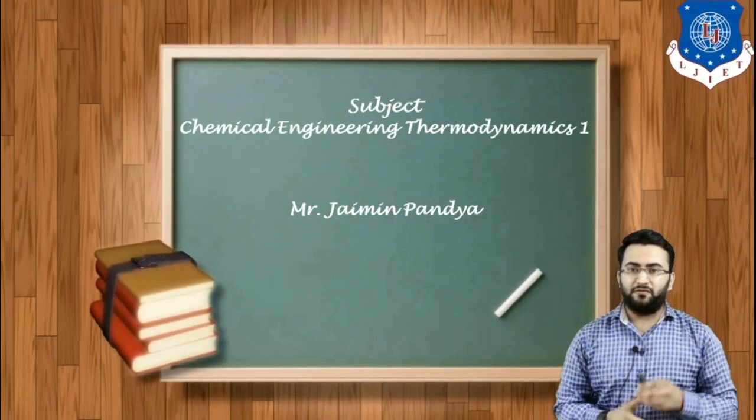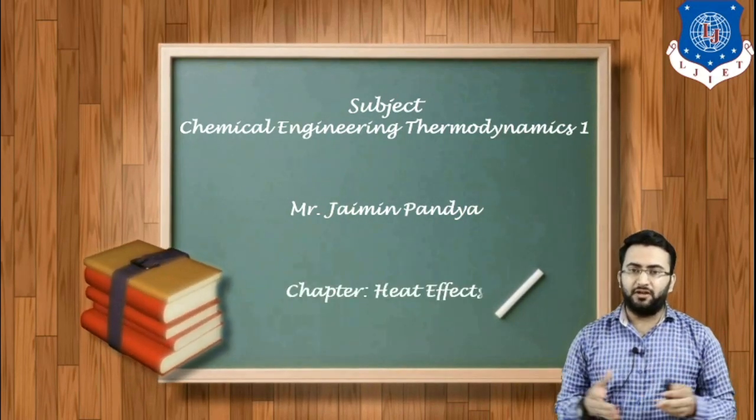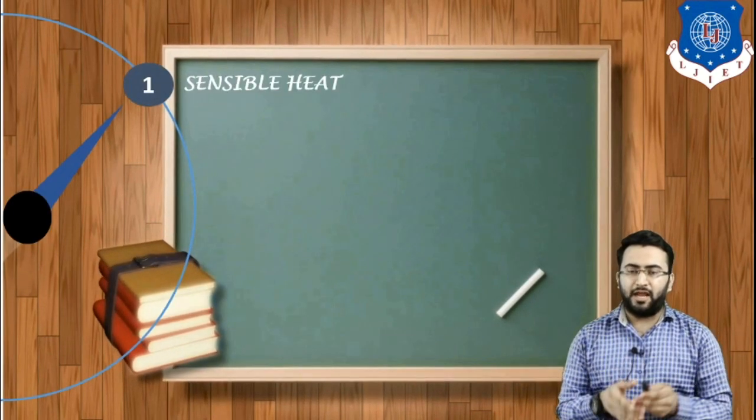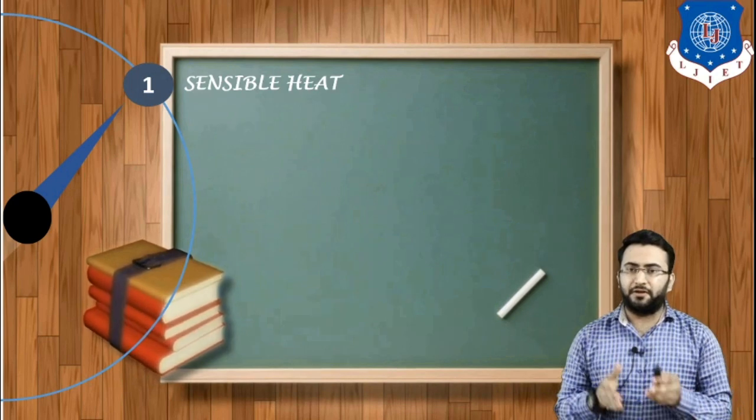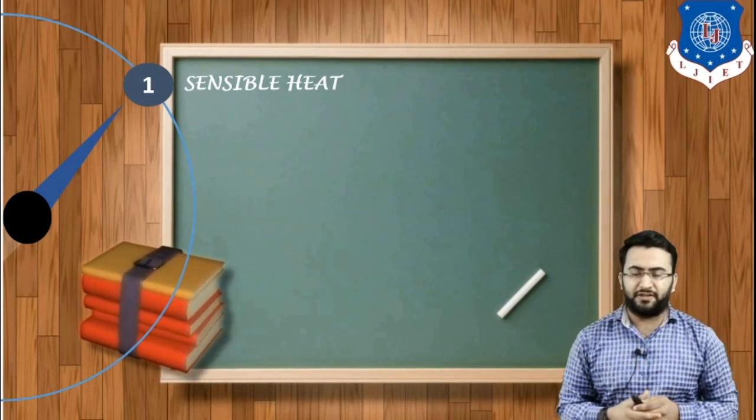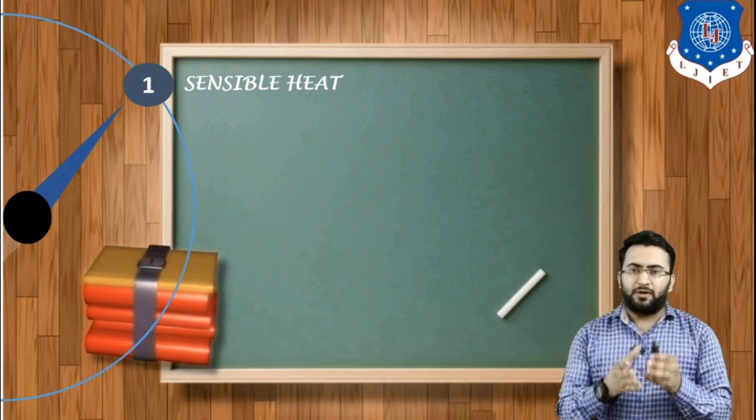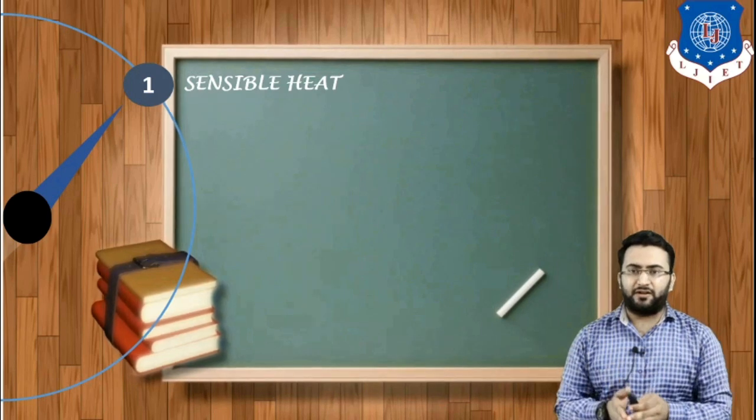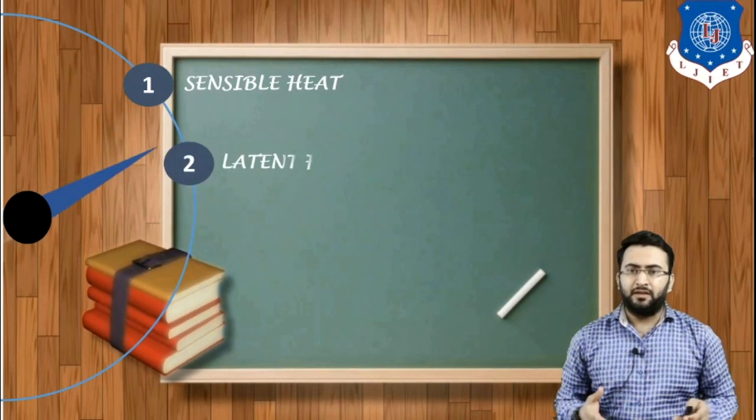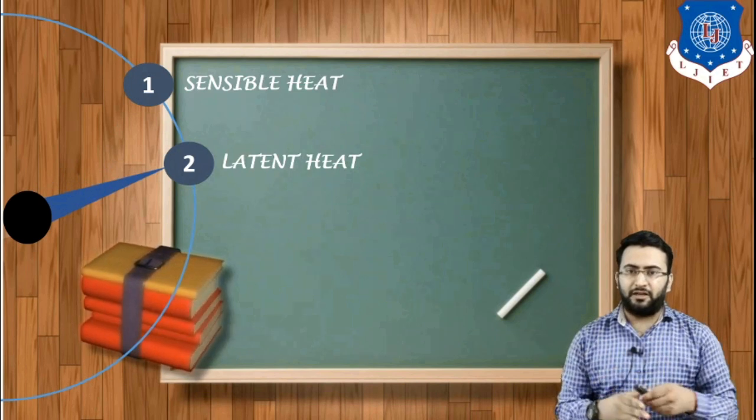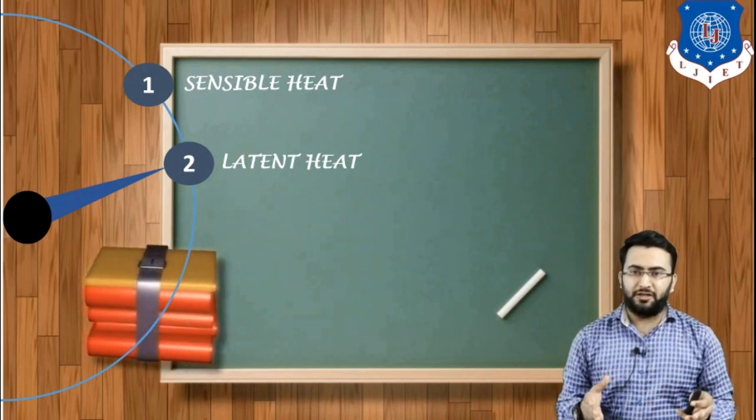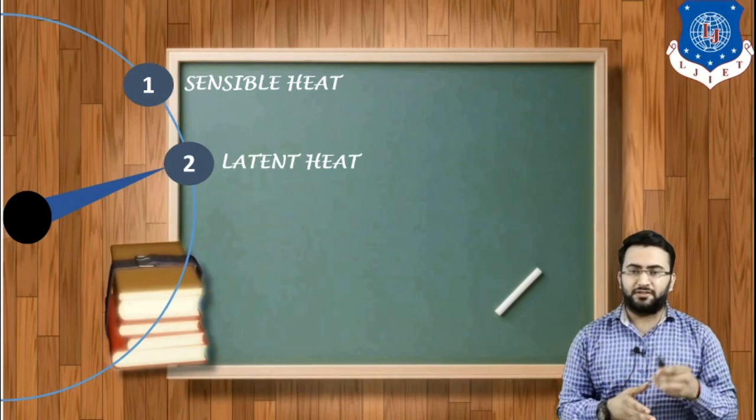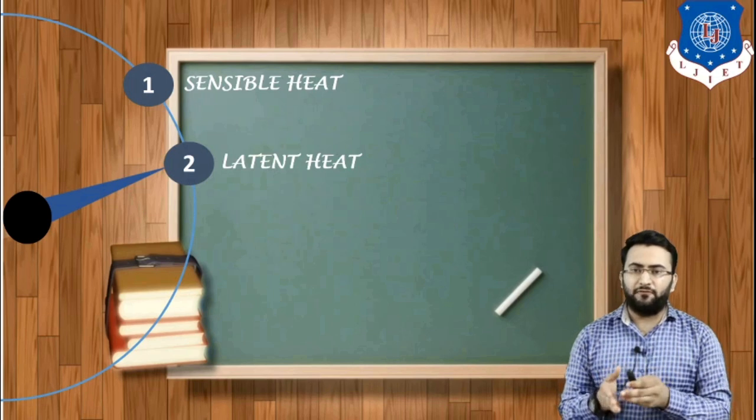In this video lecture, we'll start a new chapter which is heat effect. So in this lecture, we'll talk about sensible heat and specific heat, then discuss the difference between sensible heat and specific heat, and then talk about types of heat capacity such as constant volume heat capacity and constant pressure heat capacity. Then we'll talk about the latent heat and its various types, such as latent heat of vaporization, latent heat of sublimation, and latent heat of fusion.